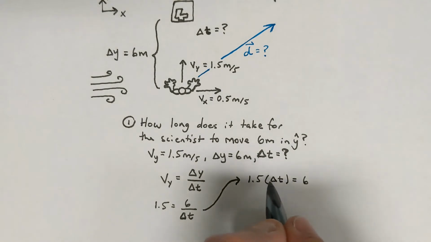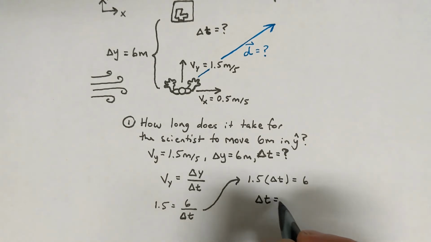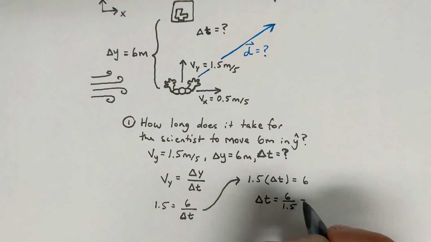And then I'm trying to solve for delta t, so I'm going to divide both sides of the equation by 1.5 to get delta t by itself. And delta t is going to be 6 divided by 1.5. 6 divided by 1.5 is 4. And the units of time are seconds.